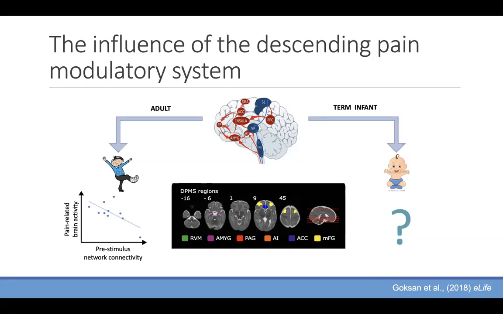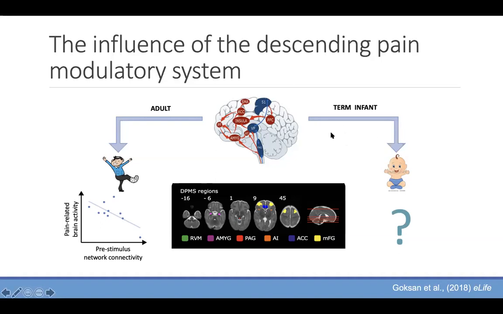And the reason we were interested in this is that in adults, some work had been done that showed that the amount of pain-related brain activity that could be recorded was dependent on the connectivity of this descending pain modulatory system in the pre-stimulus period. So if there were better connectivity across some of these areas that are thought to be involved in pain modulation, then the response in terms of the overall magnitude of the noxious event response decreased. We wanted to know if this was present in term-born infants.